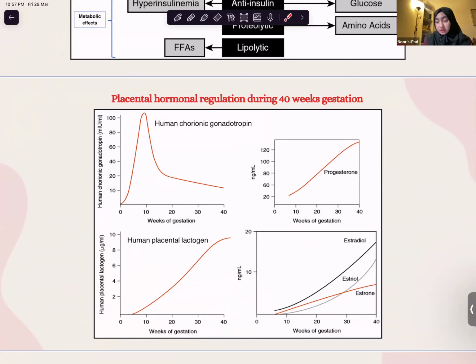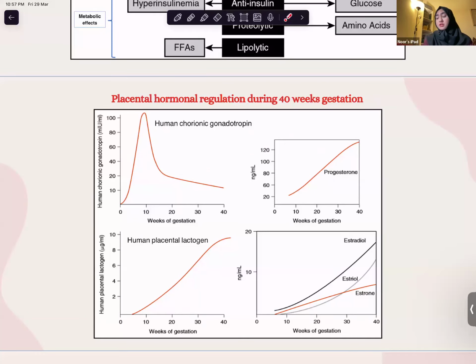Now, human chorionic gonadotropin hormone. Remember, I told you that it keeps the corpus luteum alive. Because it keeps the corpus luteum alive, progesterone is produced. This process happens till week 10. So until week 10, human chorionic gonadotropin is basically helping in the survival of the corpus luteum to produce progesterone. And after week 10, when the syncytial trophoblasts take over the role of producing progesterone, the human chorionic gonadotropin decreases because the corpus luteum is no longer there after week 10.